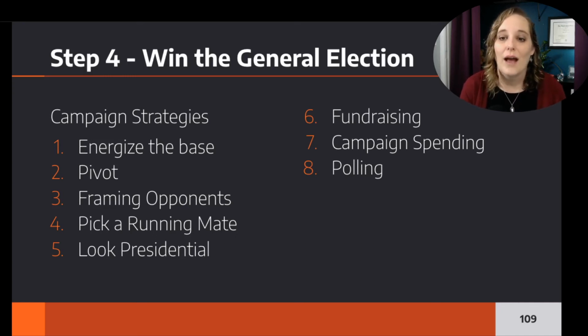Next, you have fundraising. And candidates for office have to be very good fundraisers. And this is something that you actually have to be doing throughout the entire election cycle. You also have to make sure that you are spending that money wisely, that you are going to be able to make that money last all the way through the November election. And you have to use polling wisely, like we talked about in Unit 4.